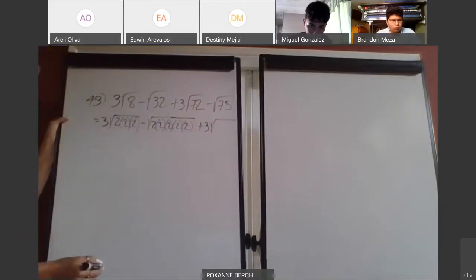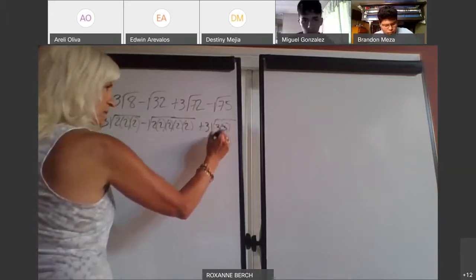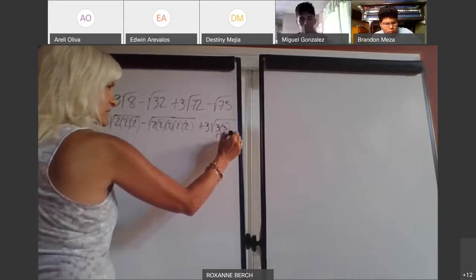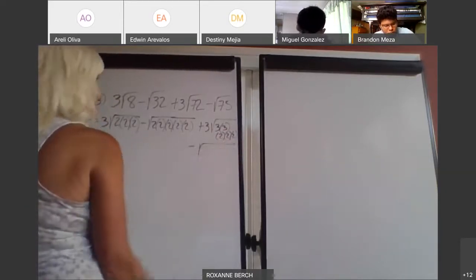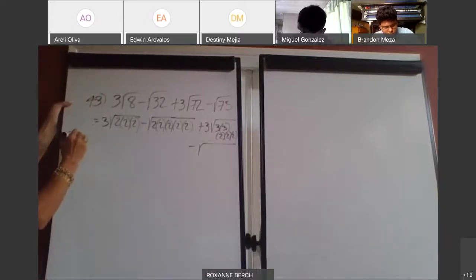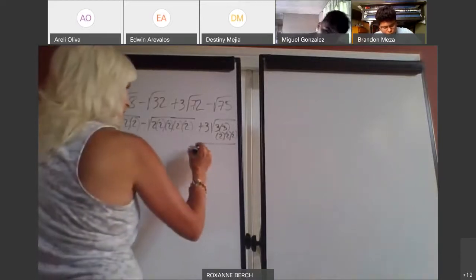72, we could do it in our head, is 9 times 8. So 9 times 8. And then 75 is, who knows, take out a 5. 25, 5 times 15, 5 times 5 times 3.